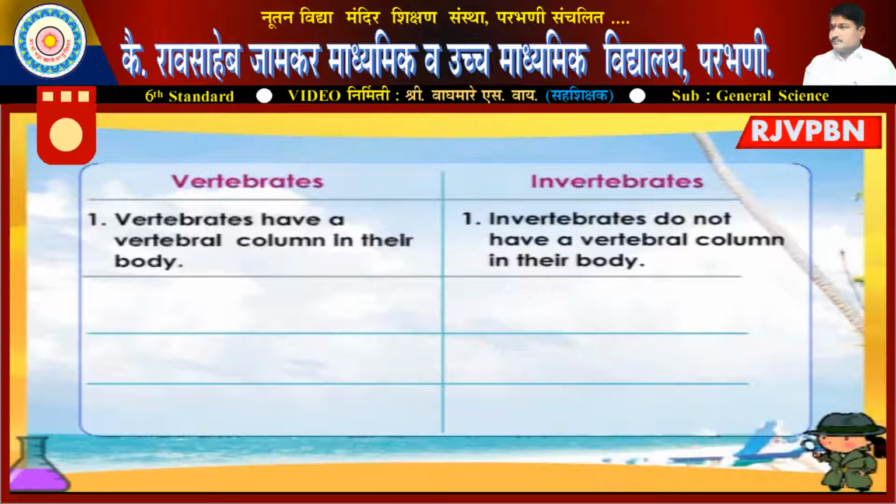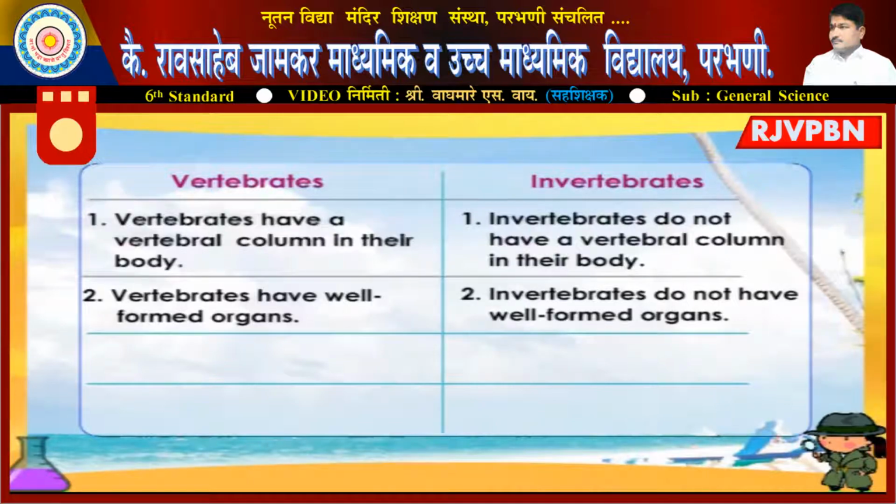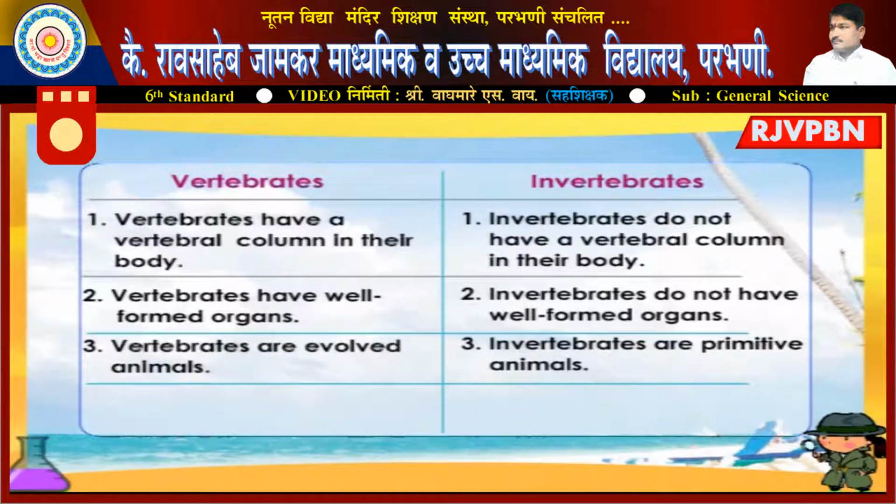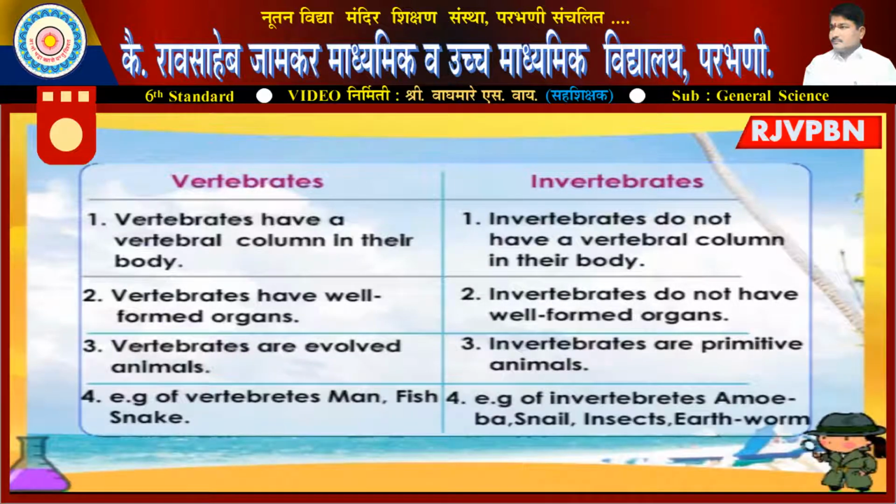Vertebrates and invertebrates. Vertebrates have a vertebral column in their body. Invertebrates do not have a vertebral column in their body. Vertebrates have well-formed organs. Invertebrates do not have well-formed organs. Vertebrates are evolved animals. Invertebrates are primitive animals. Examples of vertebrates: man, fish, snake. Examples of invertebrates: amoeba, snail, insects, earthworm, etc.